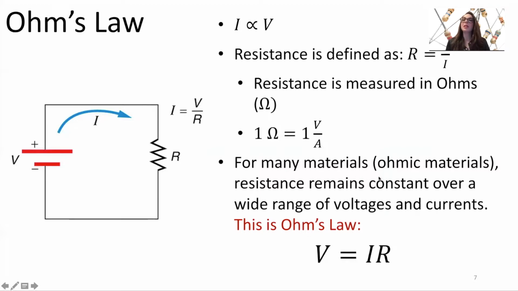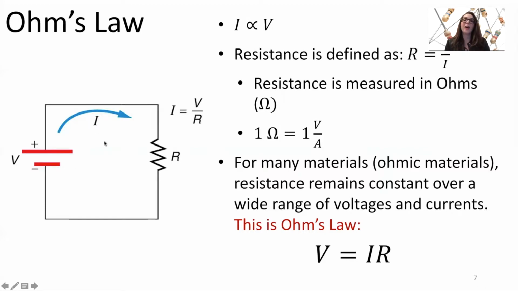Now, for many materials, resistance remains constant over a wide range of voltages and currents. These materials we call ohmic materials. And with that in mind, we have a relationship called Ohm's law, which is that the voltage is equal to the current times the resistance. And you can also rearrange that to say that the current is equal to the voltage over the resistance.